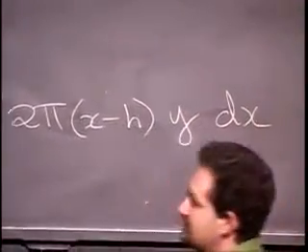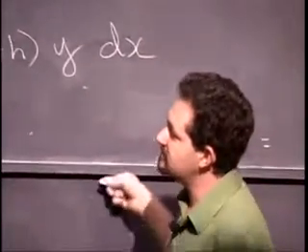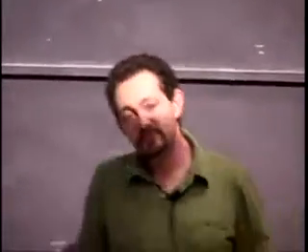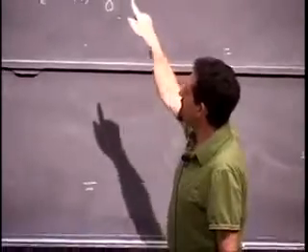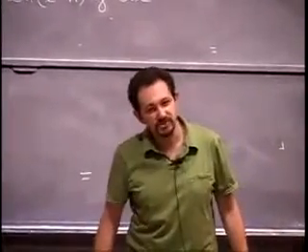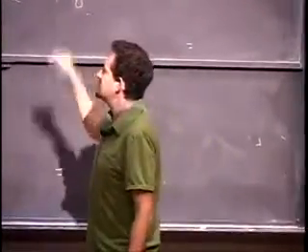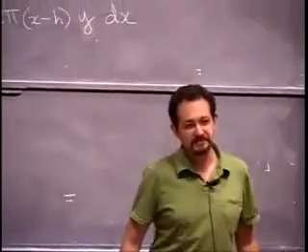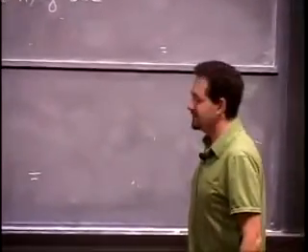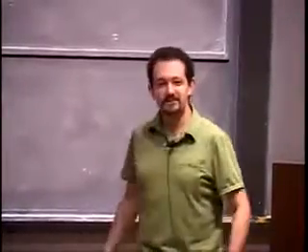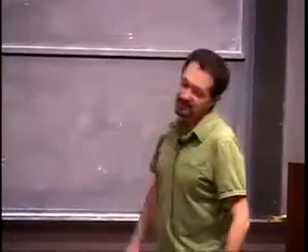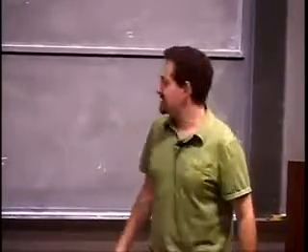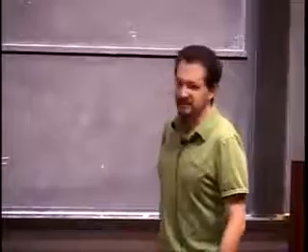So I'm going a little bit quickly here, but if you compare to what we did before, the only difference is, in the first case, the height y is now y minus h, and in the second case, the radius x is now x minus h. So guess what? All you have to do is replace y by y minus h, if the axis is parallel to the x-axis, or x by x minus h, if the axis is parallel to the y-axis.